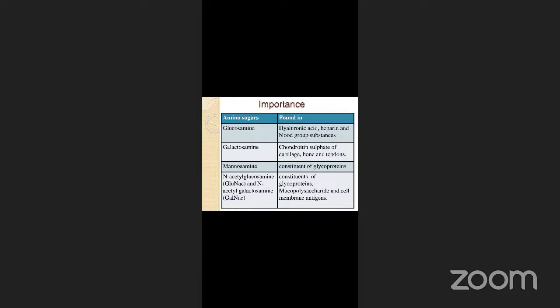Even mucopolysaccharides are present as cell membrane antigens. So when the immune system identifies these antigens from the bacteria, it will react.